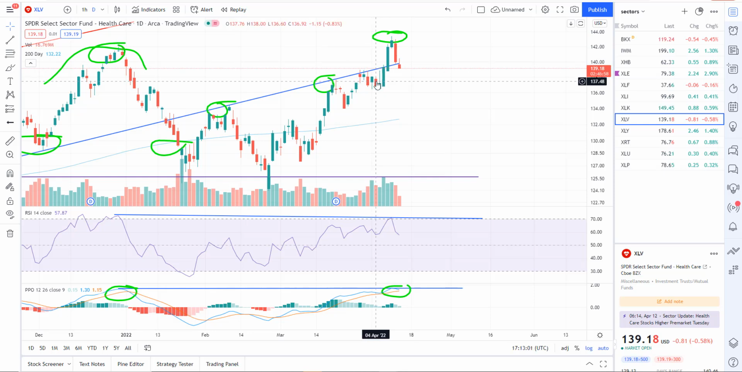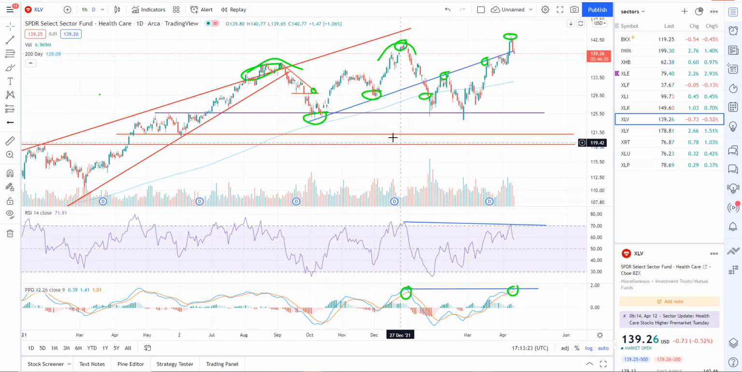So I'll probably start scouring around some of these healthcare stocks and see if we have any short trades that are lining up. Now, they're not going to be as good as a tech short because they're more defensive. But again, if we can find some good setups, we'll keep an eye out for those.